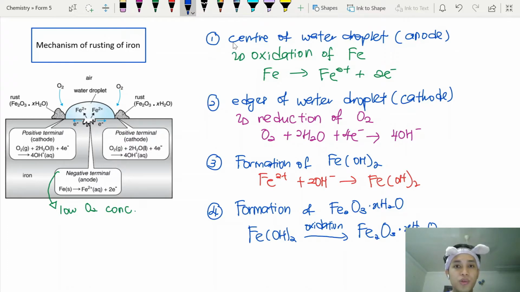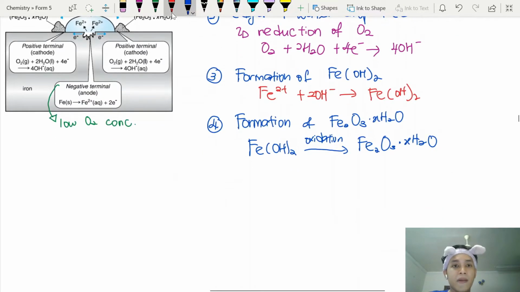First is the anode. Oxidation happens, releasing iron 2+ and also the electrons. And then the electrons will travel to the cathode, because electrons will always travel from anode to cathode. Remember that. And then the oxygen will accept the electrons to undergo reduction. And then the iron 2+ and the hydroxide ions will form the iron hydroxide. And then the iron hydroxide will undergo oxidation to form iron 3 oxide. So this is your rust.